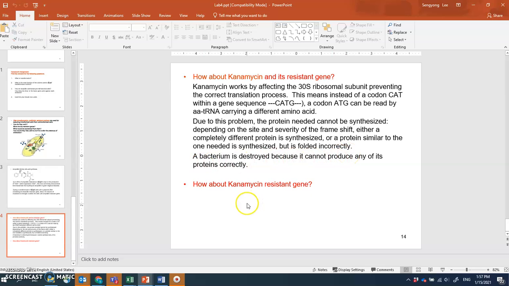And how about the kanamycin resistance gene? You can find out how they work. You can do a Google search. I hope you can find answers for those questions. That's it for the lab.